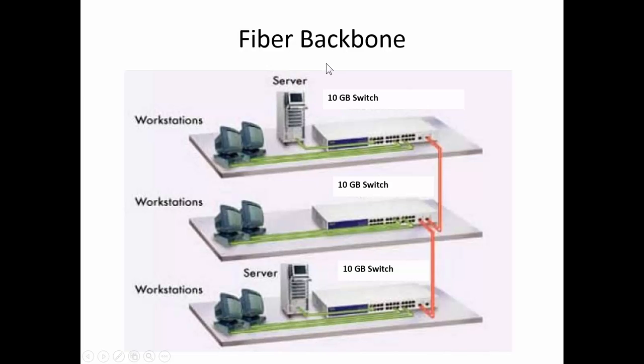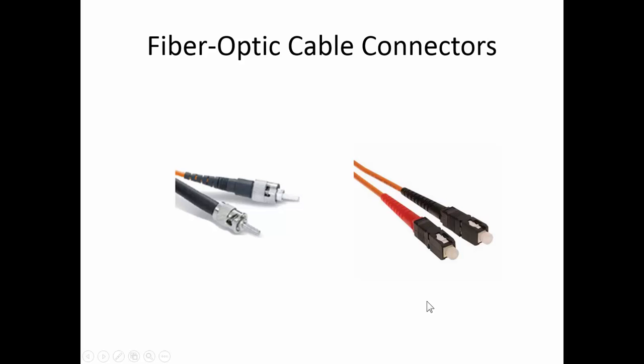Fiber optic is typically used as a backbone technology, and when we say backbone, we mean the wires that connect the switches to the switches and the buildings to the buildings. Typically, you don't use fiber to the workstations. Typically, the workstations would just use regular Ethernet twisted pair cabling. You could use fiber to the workstations, but it's usually not necessary. It'd be a lot more expensive. Typically, fiber is used as a backbone to connect switches together.